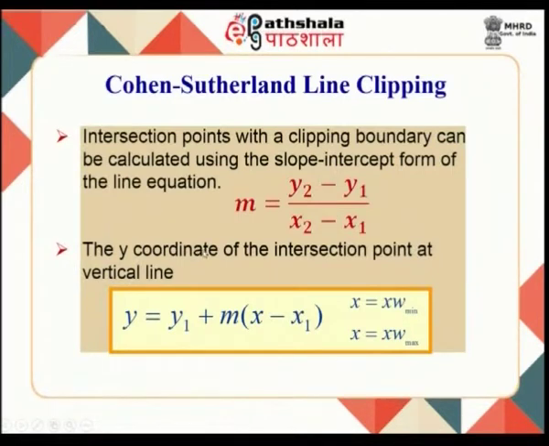The y coordinate of the intersection point at a vertical line. The clip window is made up of 4 infinitely extending lines. For the two vertical lines, say for example, if a line is coming from outside and is intersecting a vertical line, at the point of intersection you need to just compute only the y coordinate. You don't need to compute the x coordinate.